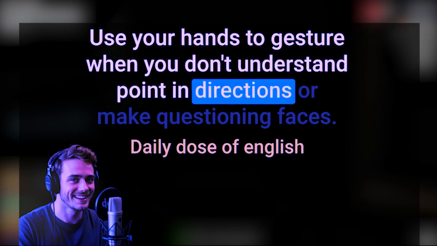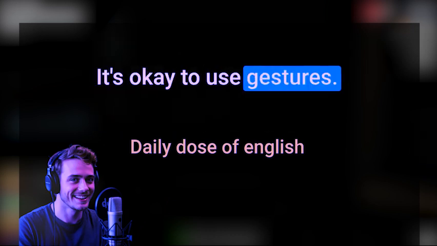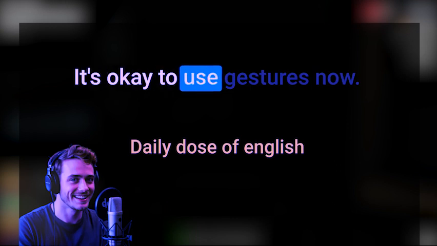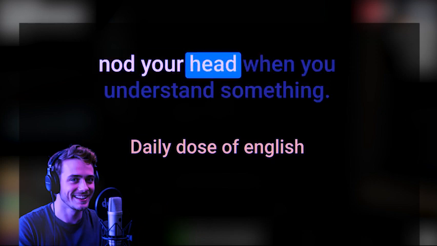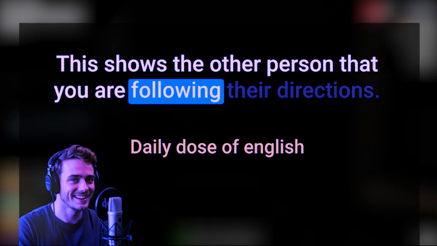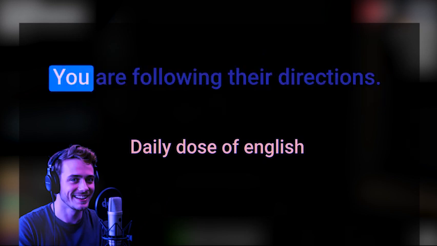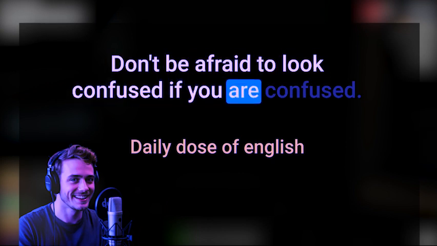Use your hands to gesture when you don't understand. Point in directions or make questioning faces. It's okay to use gestures. Now you repeat. Nod your head when you understand something. This shows the other person that you're following their directions. Now you repeat.